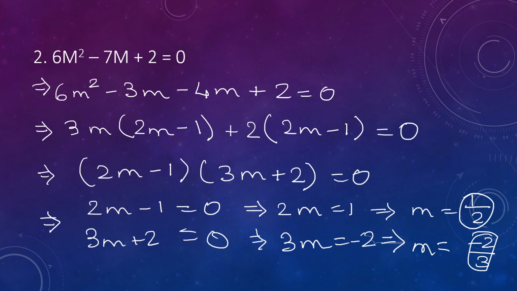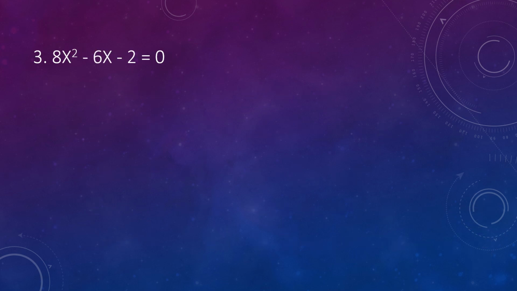And now let's move on to the last question. 8x squared minus 6x minus 2 equals 0. So here 8 twos are 16. So we are going to break down minus 6x into two terms such that their sum is minus 6 and their product is 16. So those are going to be minus 8x and 2x.